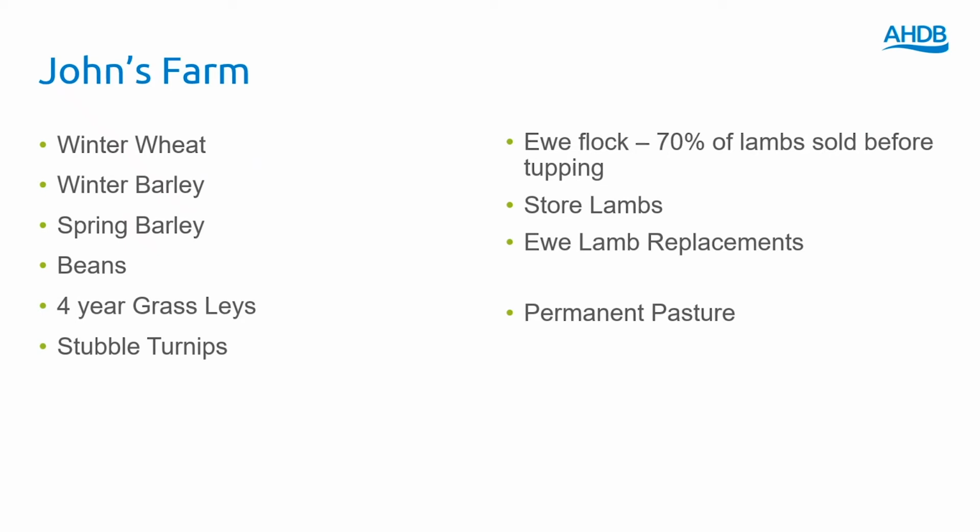The ewes lamb in about April, with most of the lambs being sold before tupping. The lambs which are kept after tupping make up the store lamb enterprise. He also purchases some ewe lamb replacements in around August and keeps these for a year before tupping them as shearlings. So how would this look as a mind map?